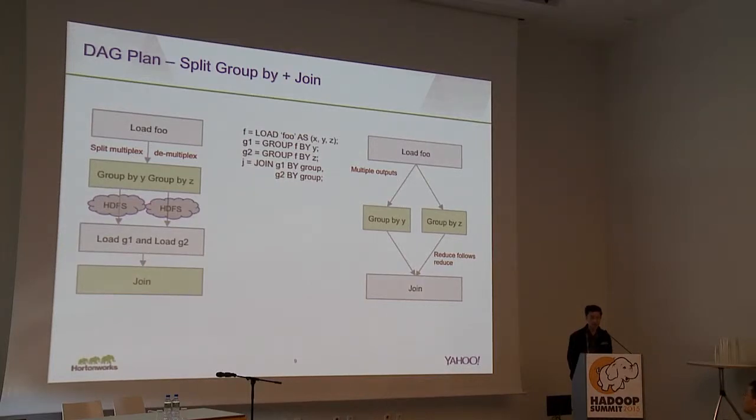The first MapReduce job will load the data from HDFS, and then do 2 group by simultaneously. After that, we dump the intermediate result into HDFS, and then the second MapReduce job loads this intermediate result from HDFS and does the join.